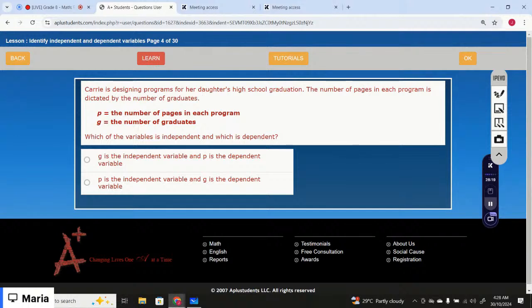Carrie is designing programs for her daughter's high school graduation. The number of pages in each program is dictated by the number of graduates. So P equals the number of pages in each program and G equals the number of graduates. Which variable is independent and which is dependent? So which is the correct option?